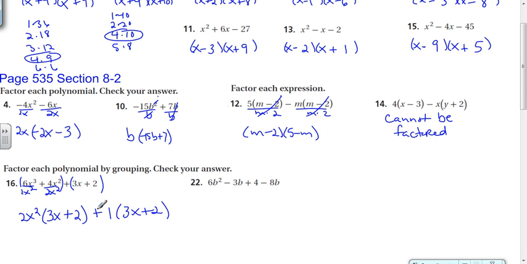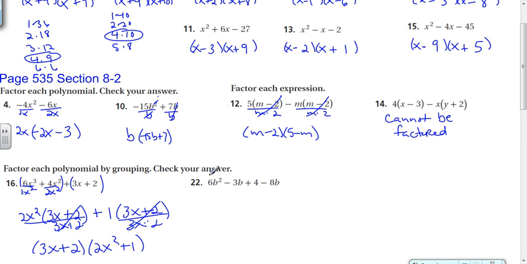And then that's not factored because this plus sign's outside the parentheses, but they have in common a 3x plus 2, so that's my greatest common factor. If I divide out that 3x plus 2, what am I left with? I'm left with 2x squared plus 1.